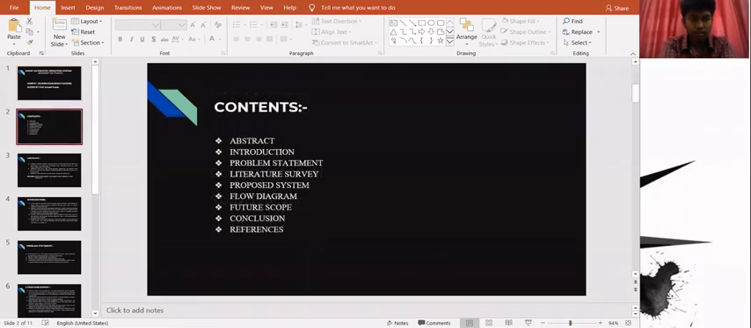So, moving on to my next slide, these are the contents which we are going to see. First one, abstract, introduction, problem statement, literature survey, the proposed system, flow diagram, where we will see how the system basically works, future scope, and then the conclusion and references. Moving on to the abstract.